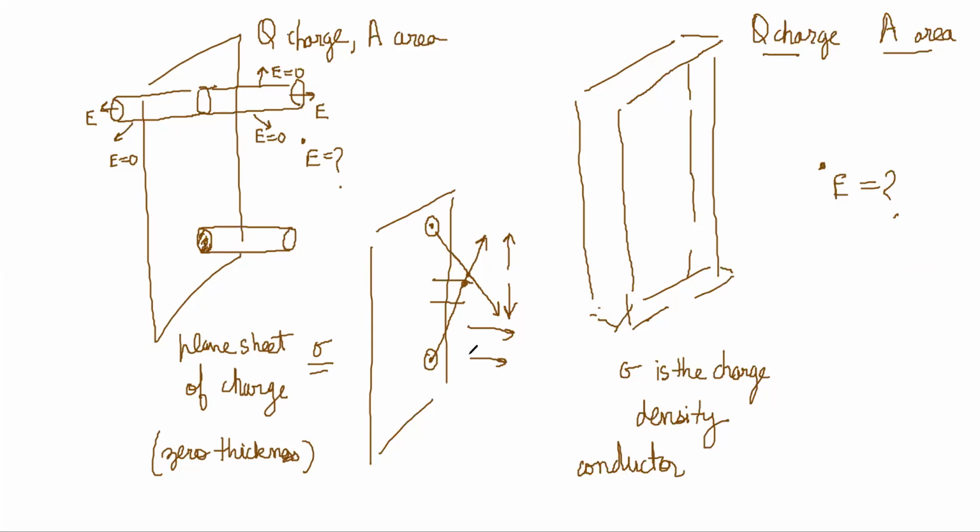So every point on that sheet, no matter where it is, you'll find a corresponding point on the opposite side, and you'll be able to cancel the fields like that. So the only field component that will be left is perpendicular.